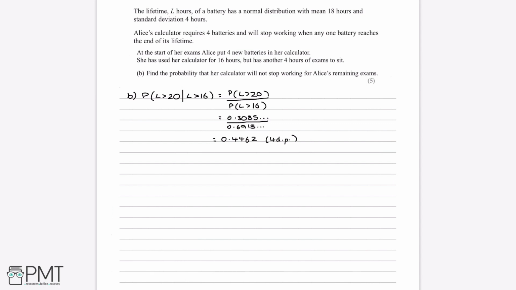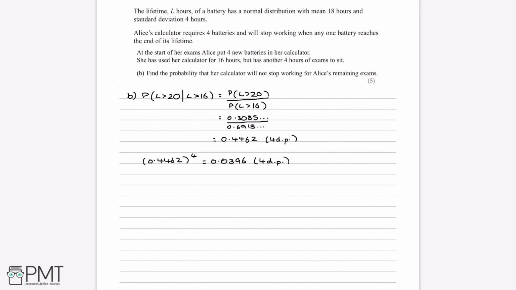And so the way we can write this is 0.4462 to the power of 4. And this is equal to 0.0396, and that's to 4 decimal places. And therefore this is the probability that the calculator won't stop working for Alice's remaining exams, because this is the probability that each battery won't stop working, not just one battery, all 4.